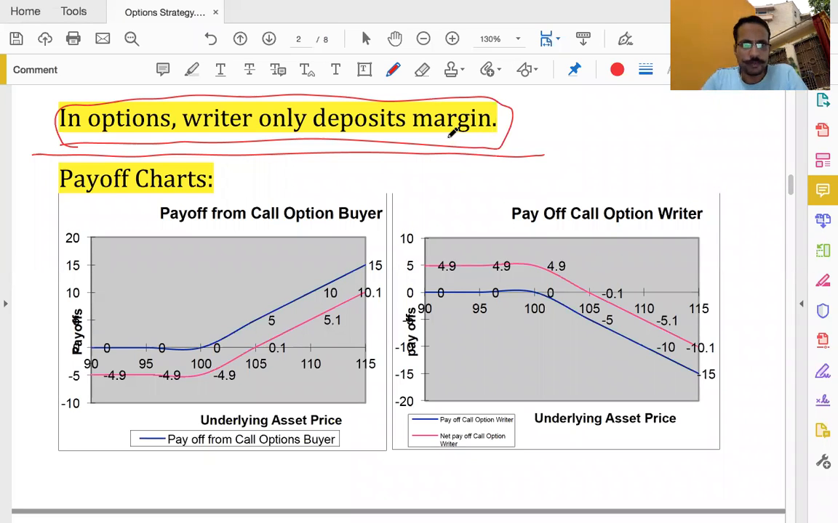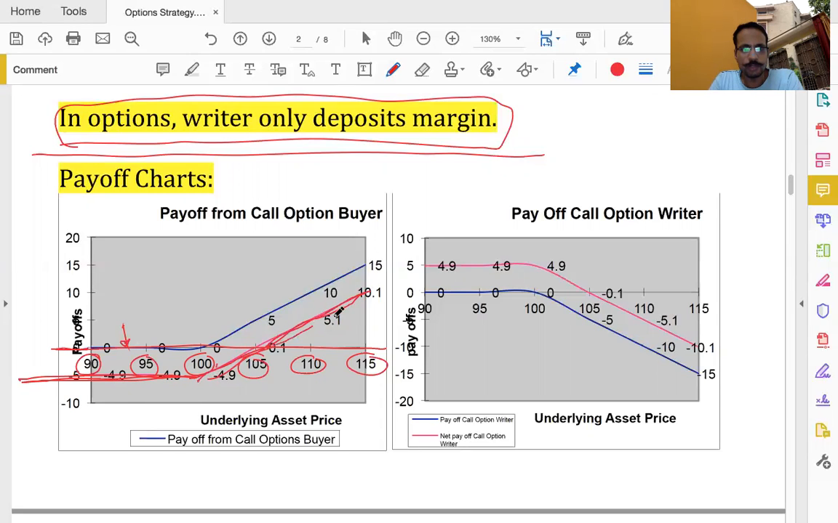Hello friends, welcome back. So we were discussing the payoff charts of call options and put options. When you see this particular graph, ignore this blue curve and just think of this red curve. On the x-axis you have the stock price, going from 90 to 95 to 100 to 105 to 110, and the payoff is negative below a certain price, and then it keeps on going. We are talking about the call option, right?